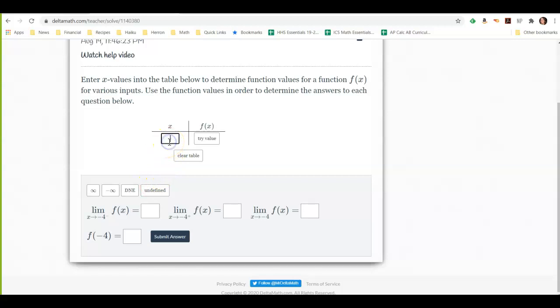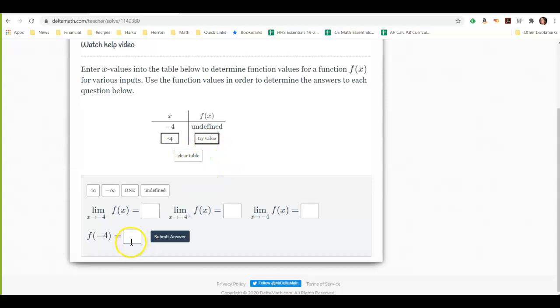So I want to type in some values here. I can start with -4 itself. And I'm going to click try value. It's undefined. And so that means I know f of -4 is undefined. That doesn't automatically mean my limit doesn't exist, though. I might want to check a number just to the right of -4, to the left of -4. So to the left of -4, maybe -4.1.